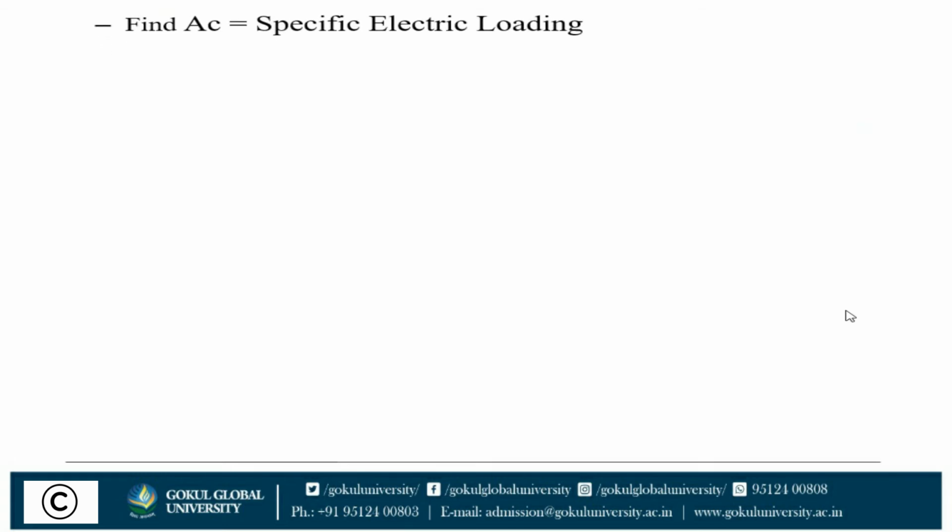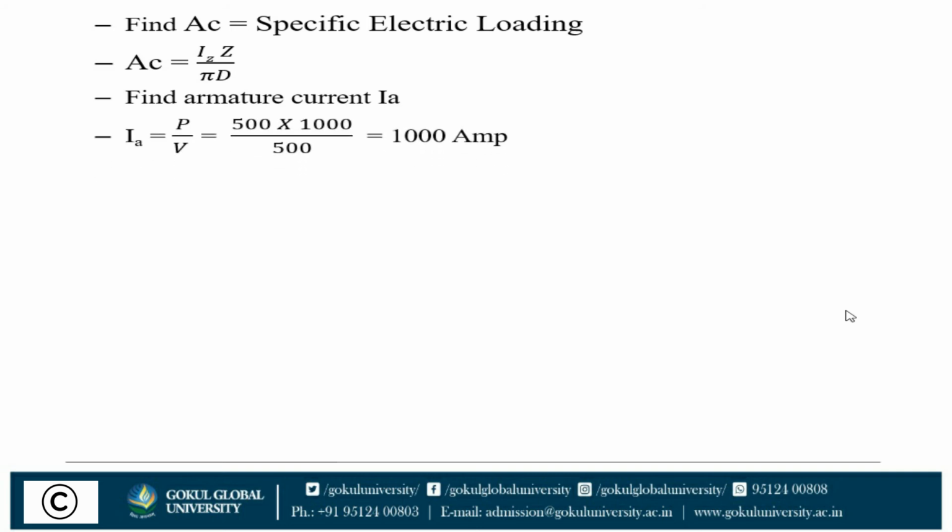Let's see. To find the specific electric loading, first we have to calculate AC. What is the equation of AC? AC is equal to Iz into Z divided by pi D. Right? To find Iz, we first need the armature current Ia. Ia is equal to P by V. P means your power, 500 kilowatt. It means 500 cross 1000 divided by 500 is equal to 1000 ampere. So Ia is equal to 1000 ampere.